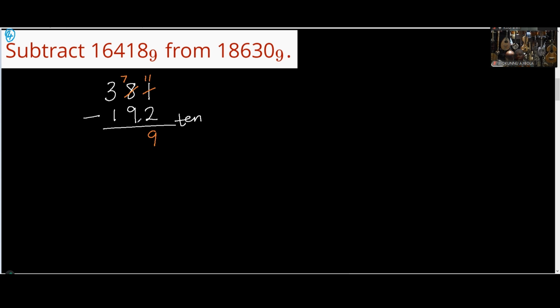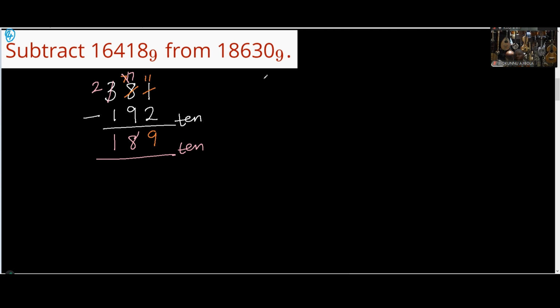So 7 minus 9 is not possible again. If you borrow another 1 from this place, it becomes 2. Then the 1 is a 10. If you add it to 7, it becomes 17. So we can say 17 minus 9, that's going to give us 8. So we write 8 here. Then 2 minus 1 is 1. So the answer is 189 base 10. So that we can say 381 minus 192 gives us 189.